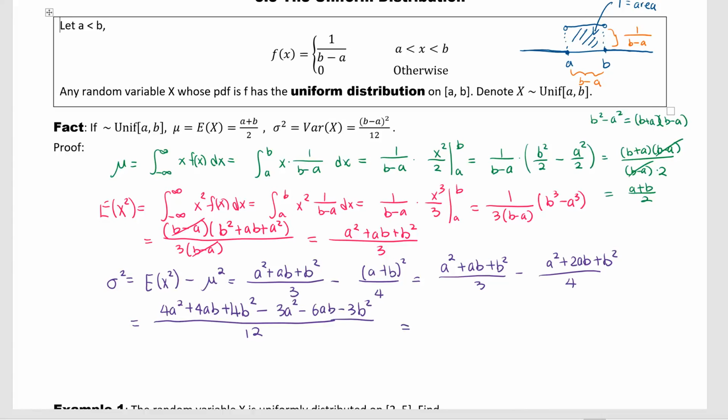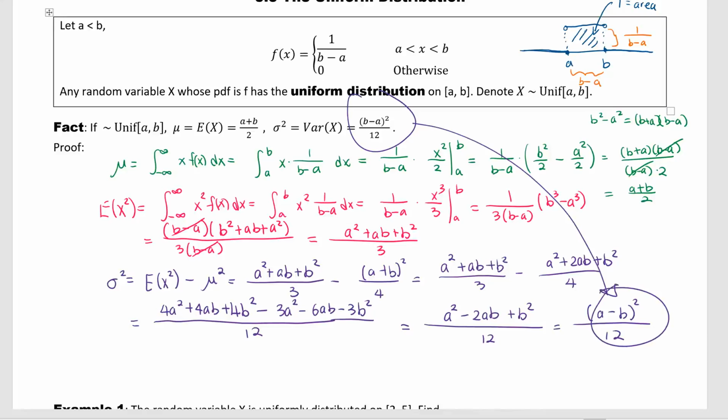Alright, let's combine the like terms. 4a squared minus 3a squared is a squared. 4ab minus 6ab, so minus 2ab. 4b squared minus 3b squared is b squared. If you notice, the numerator is exactly the complete square of a minus b, right? So this is our answer. Oh, are they the same? Yes, they are the same because a square is always positive, so b minus a squared is the same as a minus b squared. So we actually get the same result.